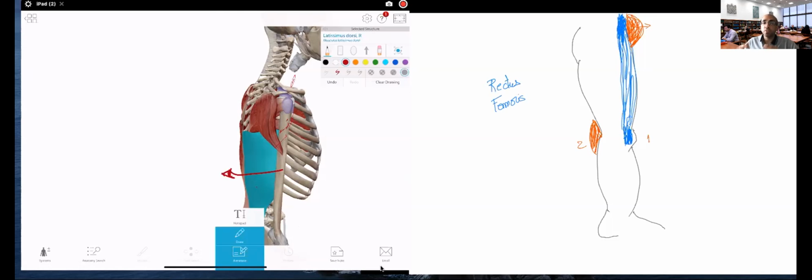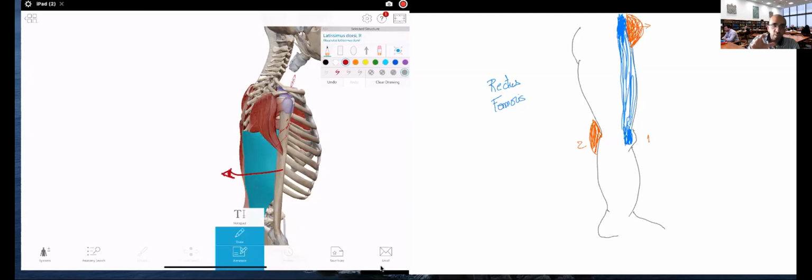How would I know? This is something that you need to study. This is something that you need to memorize. You need to remember that this muscle is located in the anterior aspect of the thigh. It travels in front of the hip, in front of the knee. All right, this is something that you need to study. This is something that you can't guess.